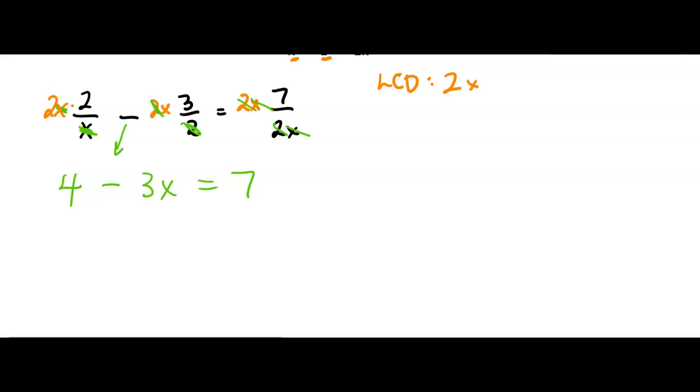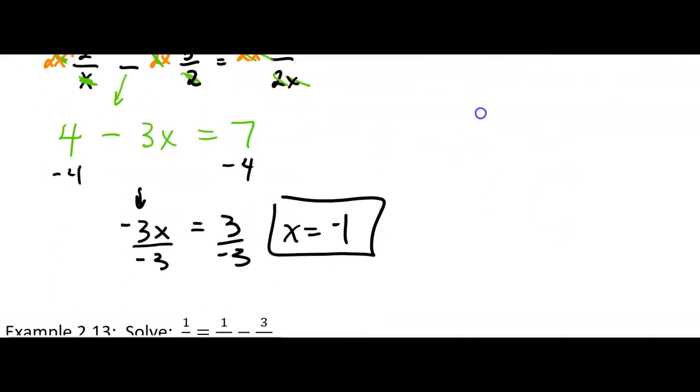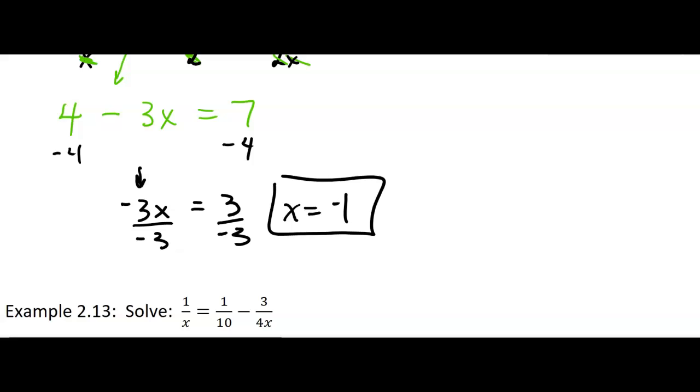Okay, so now we're going to solve this by subtracting 4 from both sides. I get negative 3x equals 3. I'm going to divide both sides by negative 3. Remember, when you divide, it's by whatever that coefficient is. If it's negative, you divide by a negative. If it's positive, you divide by a positive. Okay, it looks like I'm getting x. Oh, I ran out of room. X equals negative 1. Now, is that the excluded value? No, the excluded value is 0, so we're okay. X equals negative 1.